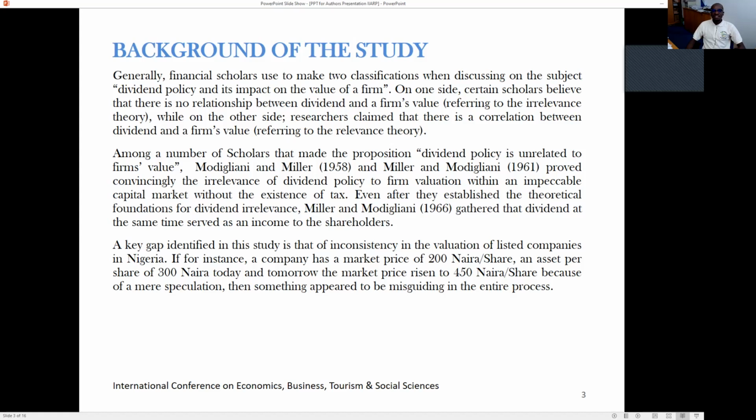A key gap identified in this study is that of inconsistency in the valuation of listed companies in Nigeria. If, for instance, a company has a market price of 200 Naira per share today and an asset per share of 300 Naira, and tomorrow the market price rises to 450 Naira per share because of mere speculation, then something appears to be misleading in the entire process of share valuation.